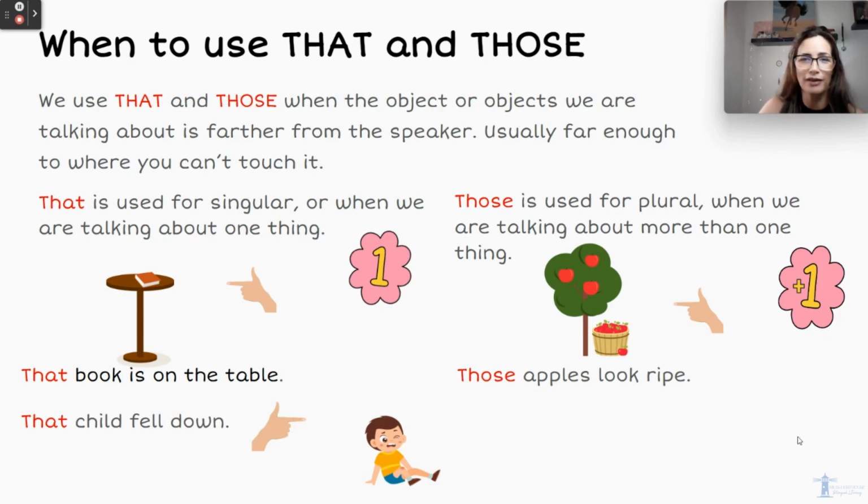One more example of each. That child fell down. Poor thing. And you have the hand and it's pointing because it gives the feeling that the child is a little further away.